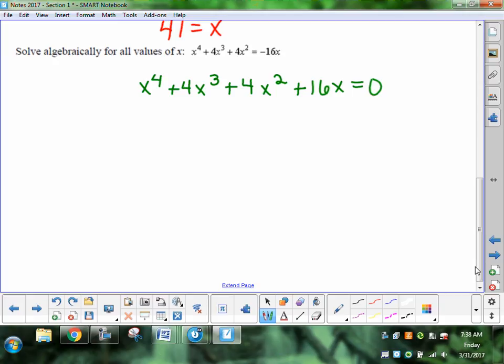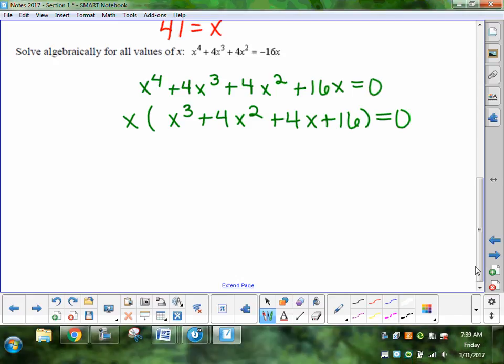So what's left when you take the x out? Now, we're not done yet. What's next from here? Allison? So what can you factor out from the first two?